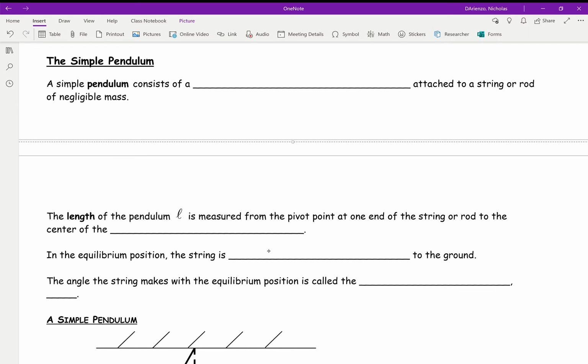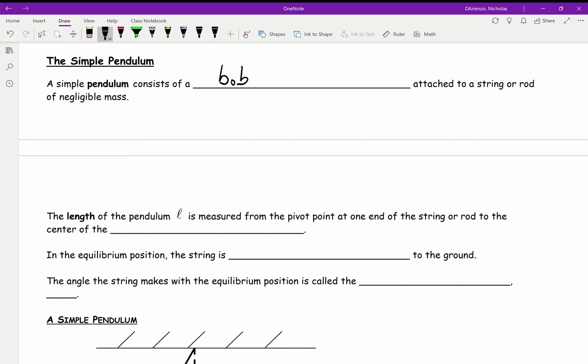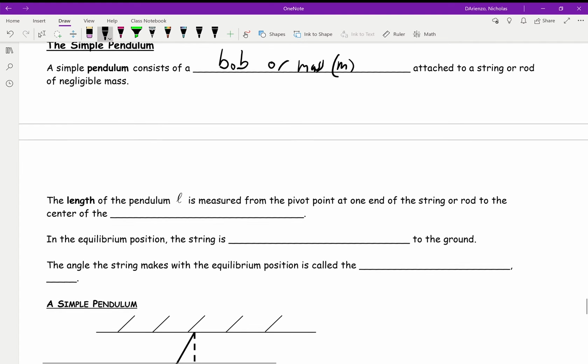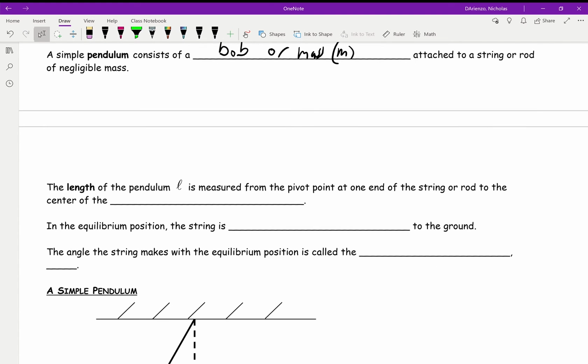It consists of a bob or a mass, and the bob is going to have some mass to it, and it's attached to a string or rod that we would assume has really negligible mass. Now, the length of the pendulum is going to tell us a lot, and it's measured from the pivot point of the pendulum at one end of the string or the rod to the center of the bob or the mass.